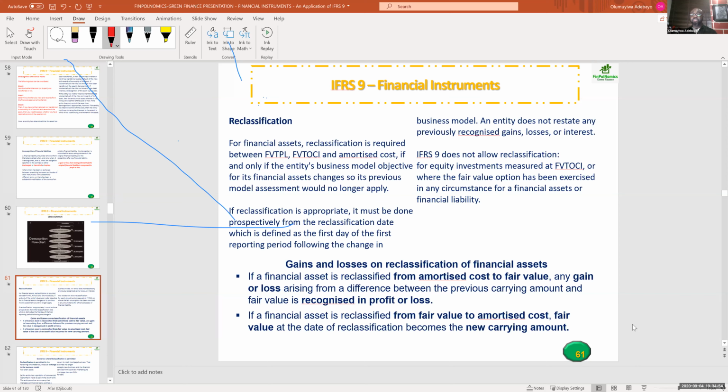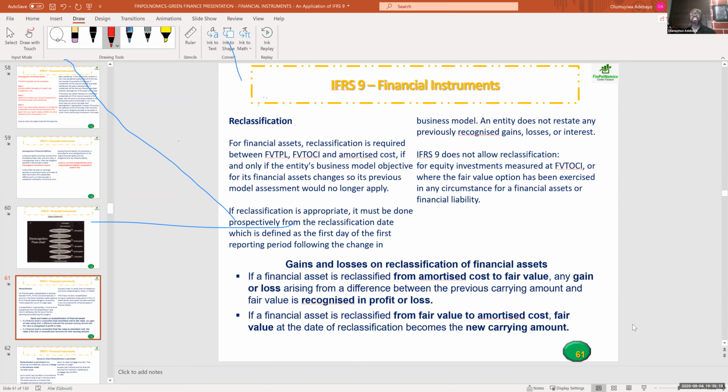Because what it simply means is that if I want to reclassify a debt security from amortized cost to fair value, before this I was carrying the financial asset at amortized cost, which means I subjected it to effective interest rate measurement. The value I have, I will have to compare with the fair value upon the date of reclassification, which means fair value will be the new value.